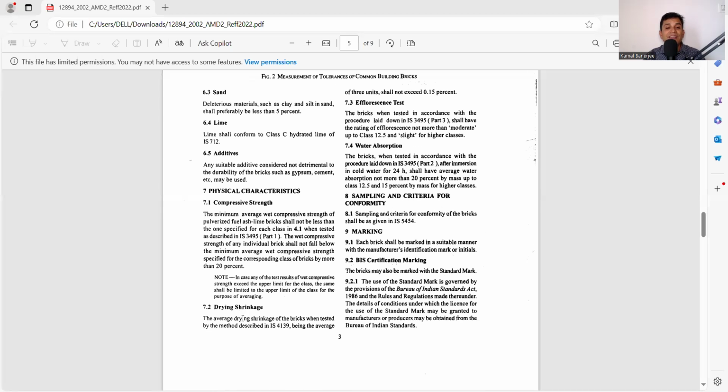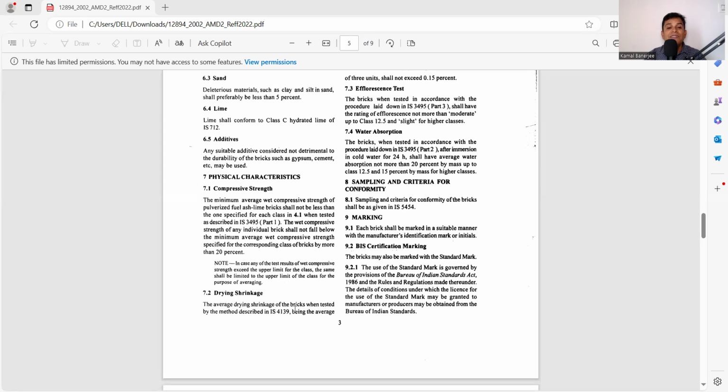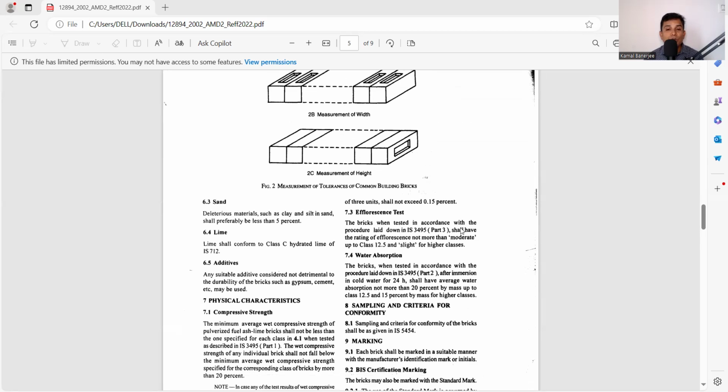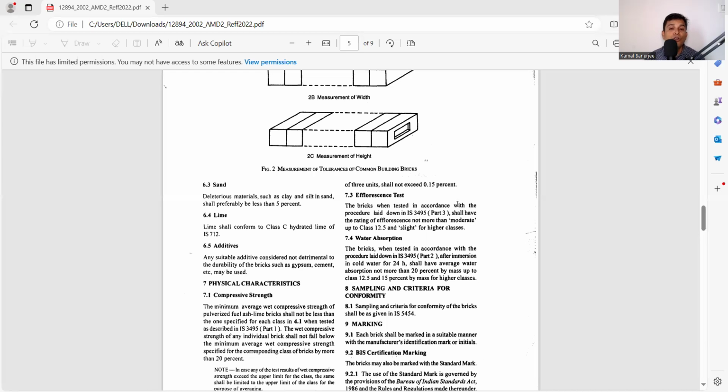So that is compressive strength. Then drying shrinkage. The average drying shrinkage of the bricks, when tested by the method described in IS 4139, being the average of 3 units, shall not exceed 0.15%. So that means 3 bricks are to be tested for drying shrinkage and the average should not exceed 0.15 percent. This drying shrinkage criterion also has to be satisfied whenever we are selecting fly ash bricks. Then the efflorescence test.